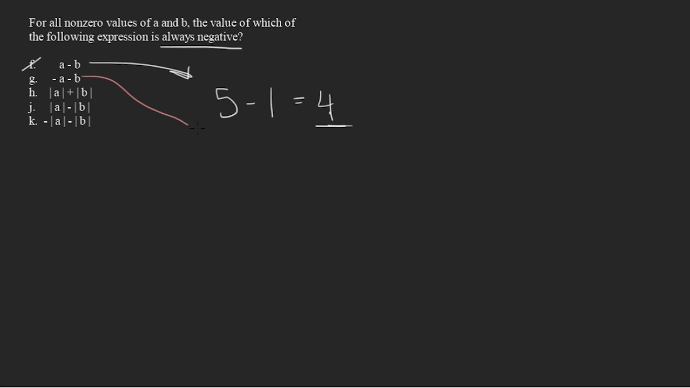If I look at G, let's plug in -5. So it's a minus -5 minus, well, let's do -2. Minus -2. And that becomes 5 plus 2, which is 7, which is positive. Yeah, let's eliminate G.